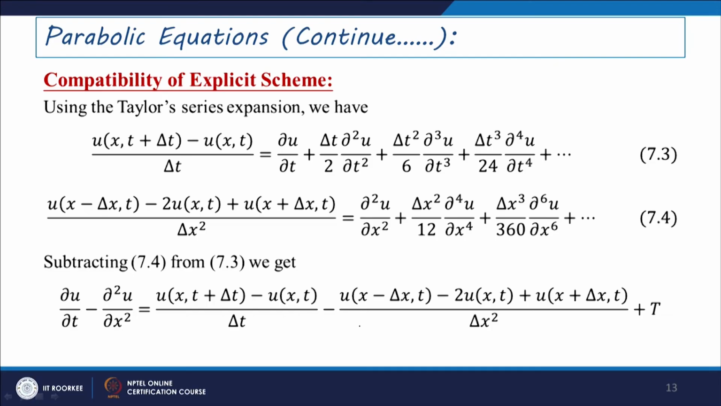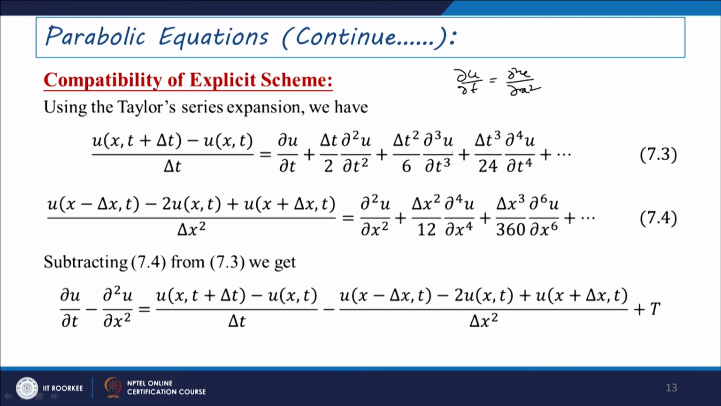And if you go for the compatibility of this explicit scheme for Taylor series expansion here, first we are considering the del u by del t term. Since the equation is written in the form of del u by del t equals del square u by del x square, that is why we consider this first term only, del u by del t. So this difference can be written in the form of u of x, t plus del t minus u of x, t by del t, that is nothing but del u by del t equals del t by 2 del square u by del t square plus del t square by 6 del cube u by del t cube plus del t cube by 24, since it is 4 factorial, del to the power 4 u by del t to the power 4 here.